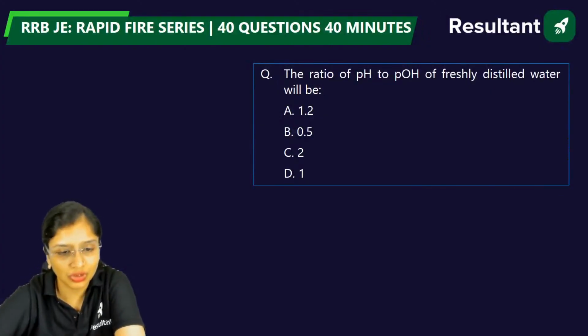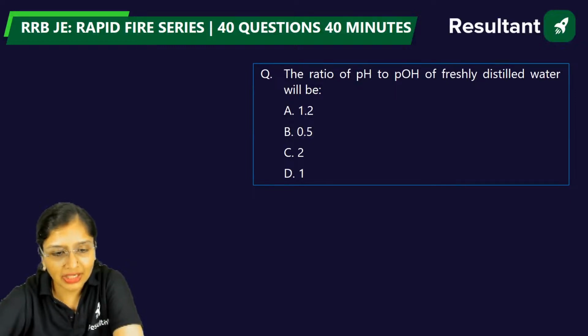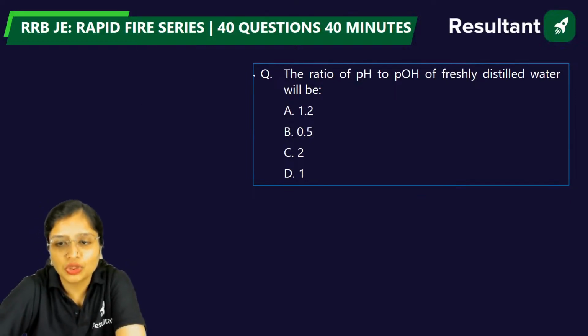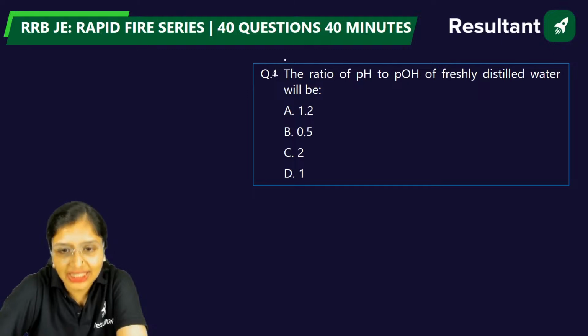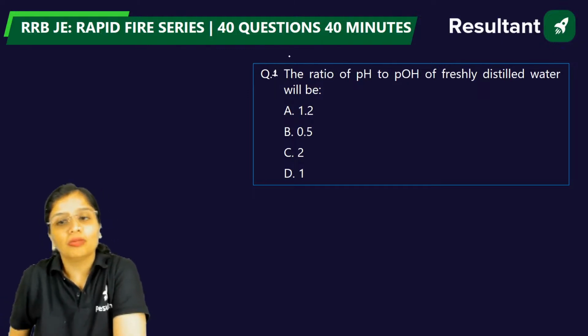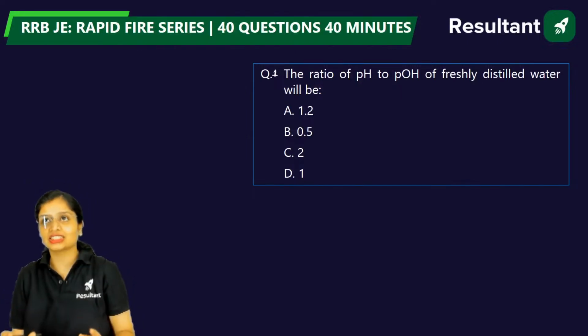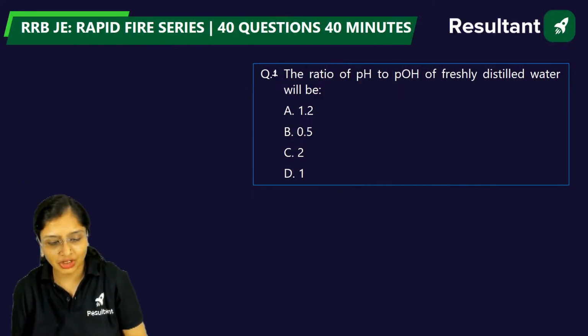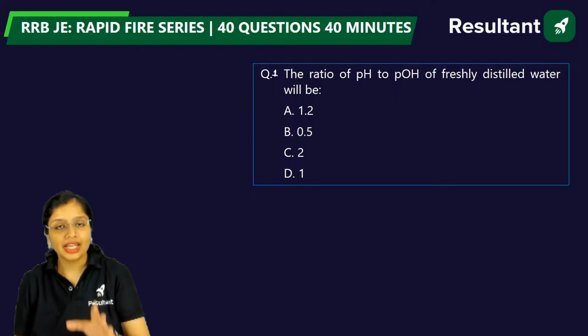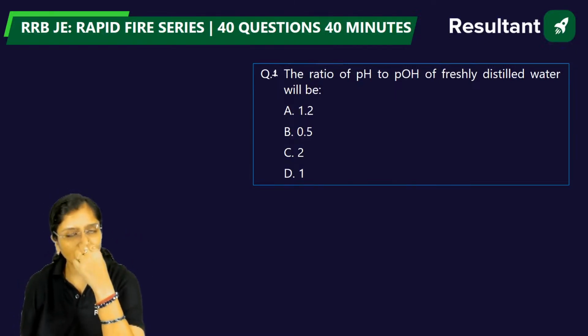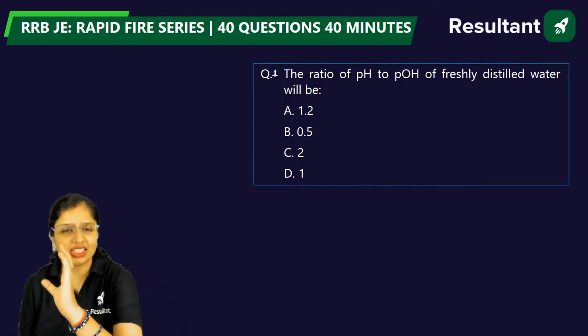This is the first question for you. The ratio of pH to pOH of freshly distilled water will be. Come on, the ratio of pH to pOH of freshly distilled water. What will be the ratio, guys? If it is distilled water, I told you, it will be just H2O.